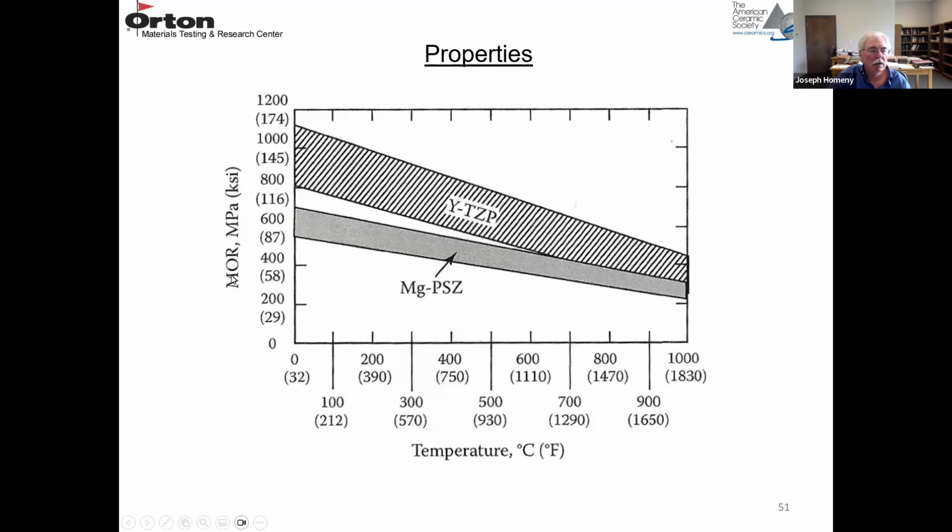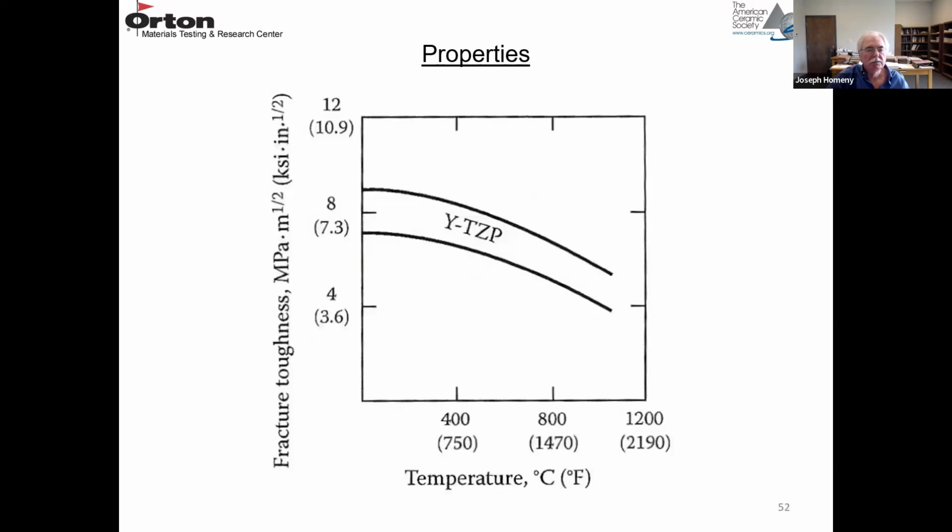So this is MOR in megapascals, and in parentheses, it's MOR or strength in KSI. So the strength versus temperature. This is a tetragonal zirconia. This is a partially stabilized zirconia. The strength is falling off because you're losing the toughening mechanisms. So the strength falls off with temperature.